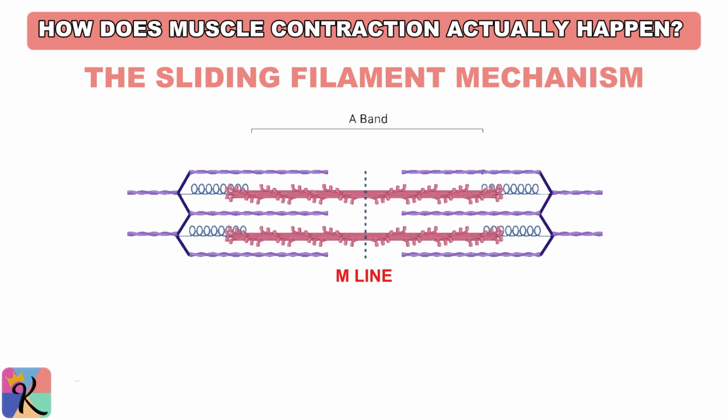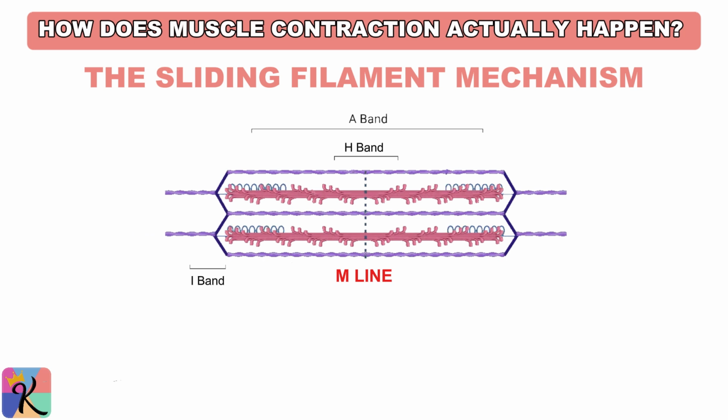Interestingly, the A band remains the same length because the thick filaments don't change length. However, the I band and the H zone become narrower as the overlap between actin and myosin increases. At full contraction, the I band and H zone may nearly disappear due to the extensive overlap.